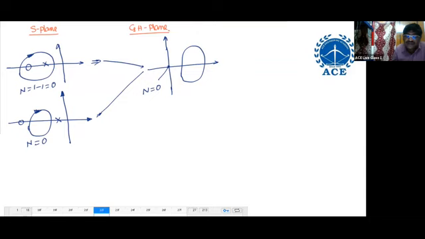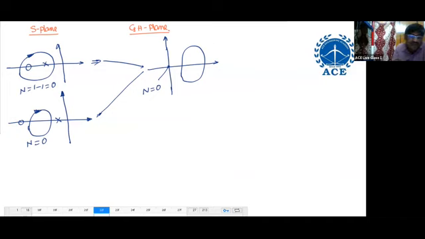This is the principle of argument. How is this principle of argument concept useful? Anybody? How is this useful for Nyquist stability criteria? How is the principle of argument concept useful for Nyquist stability criteria?